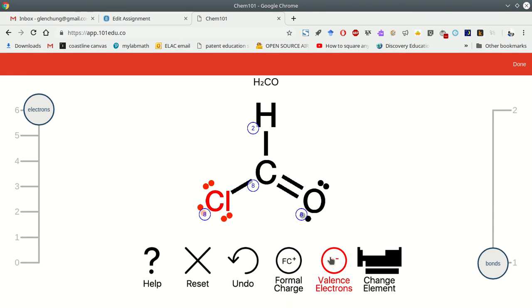This valence electrons button could be useful. It's not very useful in my opinion, but if you prefer to have someone else count the valence electrons around each atom, you could use this valence electron button. However, please do not try to add these numbers up. 8 plus 8 plus 8 plus 2 is not the total number of electrons in this structure. The total number of electrons in this structure is 2, 4, 6, 8, 10, 12, 14, 16, 18, only 18. Whereas if you try to add up all these numbers, you would have had a 26.